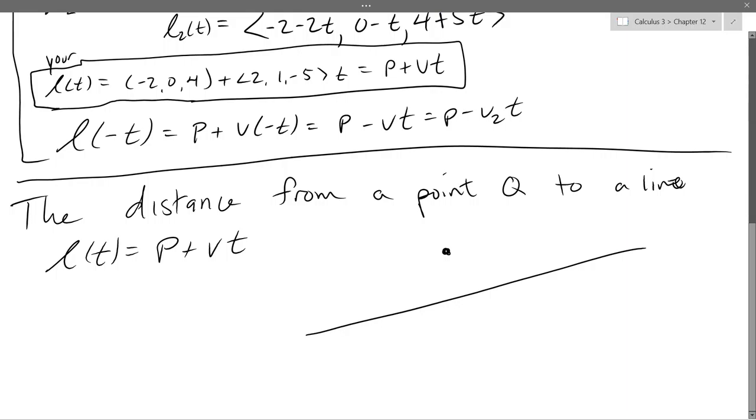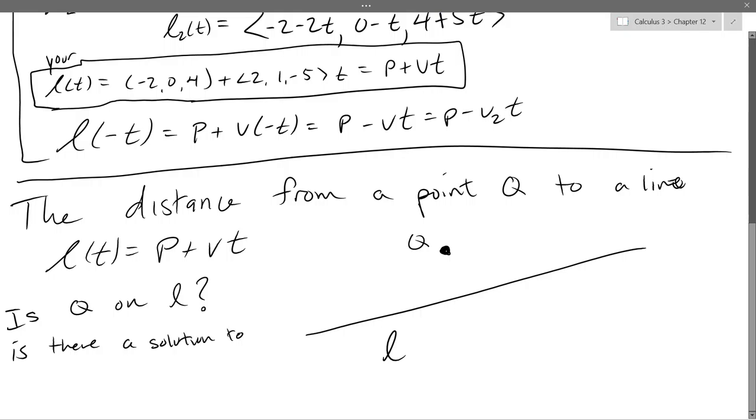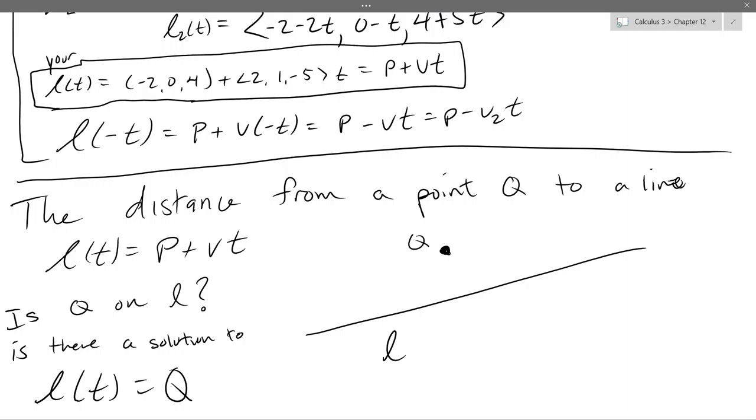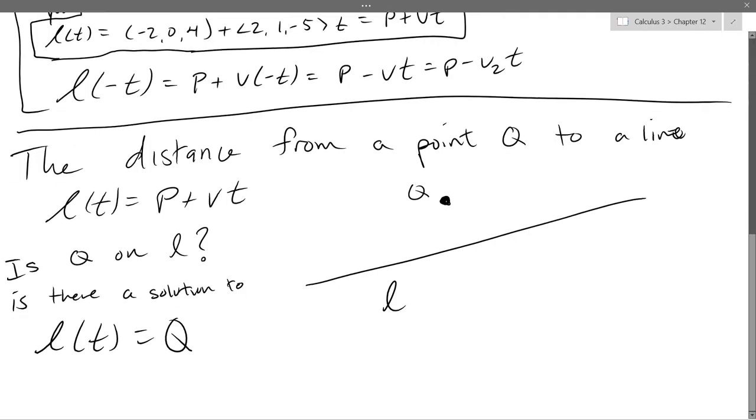It's not exactly easy to know if your point's on a line or not. It's not hard, but it's not easy to know. You can't go by graphing. Well, if you spend a really long time making an accurate graph, you might be able to, but that's not a good way to go about it. So how do you know if Q is on L? L is just the name of the line. Here's the point Q, here's the line L. Is Q on L? This is the same as asking, is there a solution to L of t equals Q? Is there a t value that has the coordinate on the line of Q?